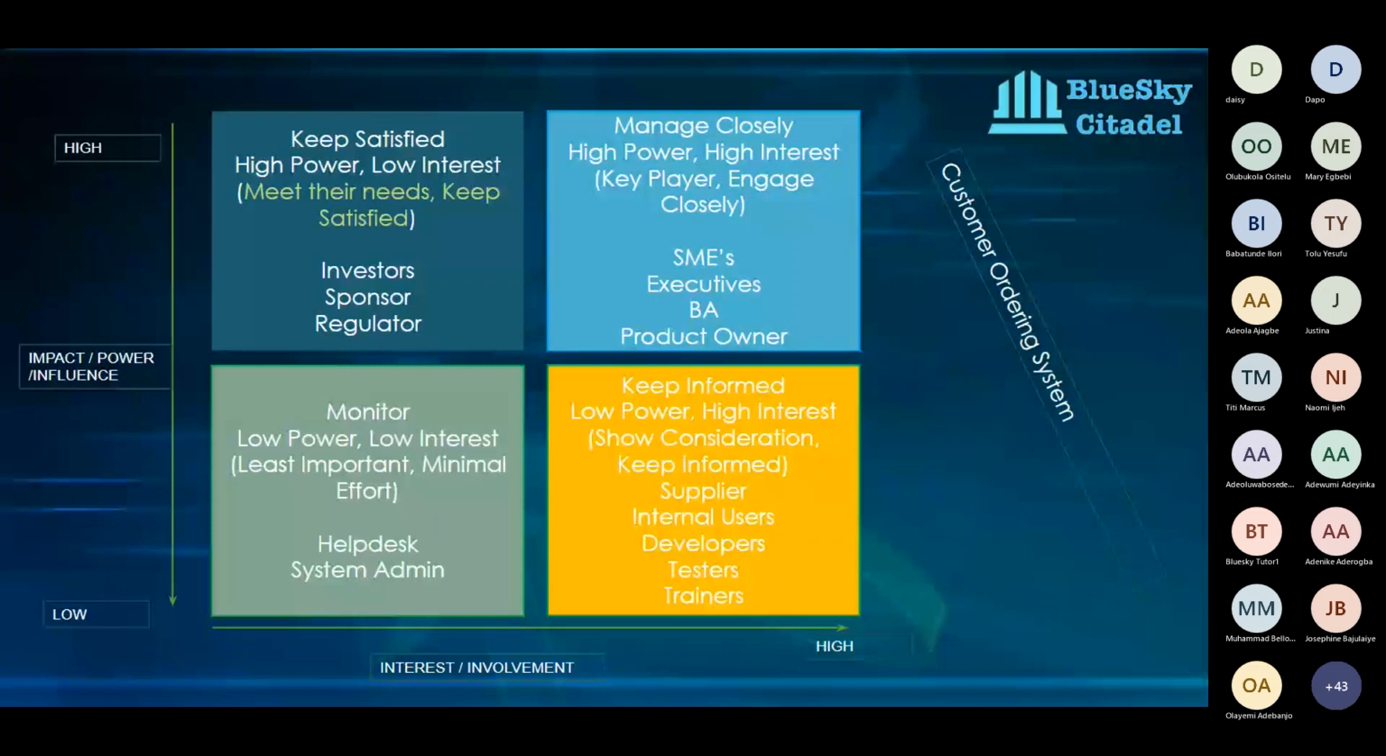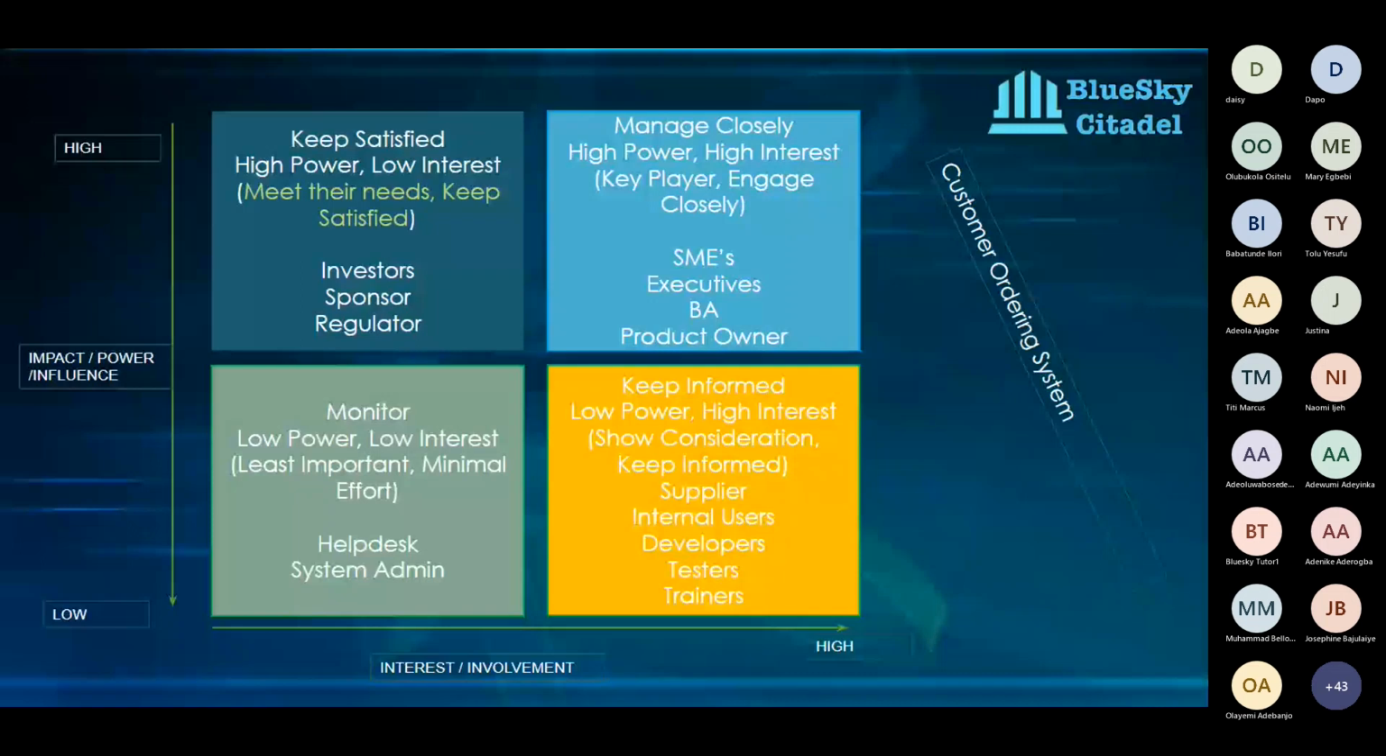And then we have the keep informed, which is the low power, high interest. So they have very low power, but they have high interest. So for these ones, we want to show them consideration and keep them informed. These are stakeholders who have high interest. However, they lack the power to create any impact. They mentor and support, but they are not directly involved. So under that category, you can have your developers, your suppliers, your internal users, your testers. We show them consideration and we keep them informed. Those are your low power and high interest stakeholders.